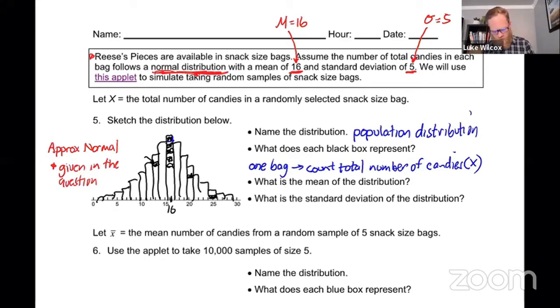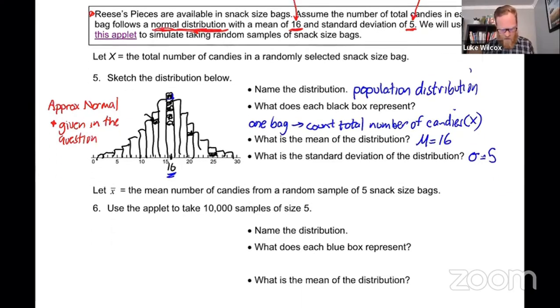Now, what is the mean? Well, we can see here by the picture that the mean is 16, but we also knew that the mean is 16 because that was given in the problem. So let's identify the mean here as being 16. And what's the standard deviation? Well, that's also given to us in the problem. We know the standard deviation of the population is 5.